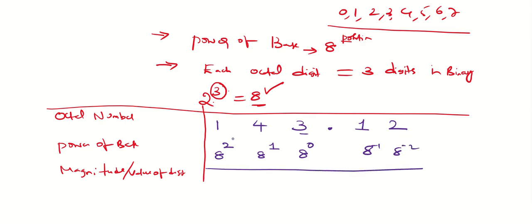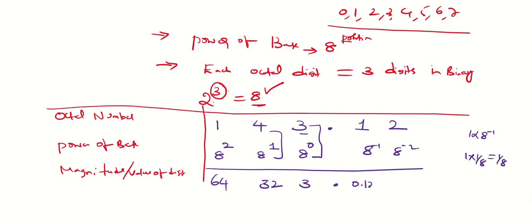So 1 into 8 power 2 is 64, obviously. 4 into 8 is 32, since 4 eights are 32. Then 3 into 8 power 0: 8 power 0 is 1, and 3 ones are 3. Then the point. Then 1 into 8 power minus 1, which is equal to 1 into 1 divided by 8. That means 0.125.